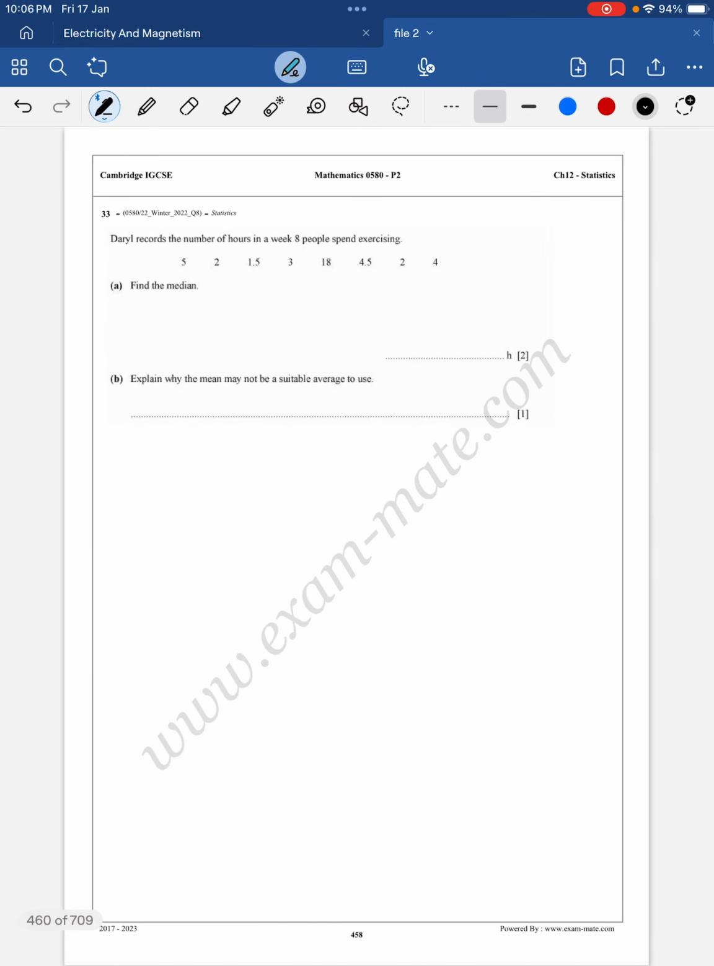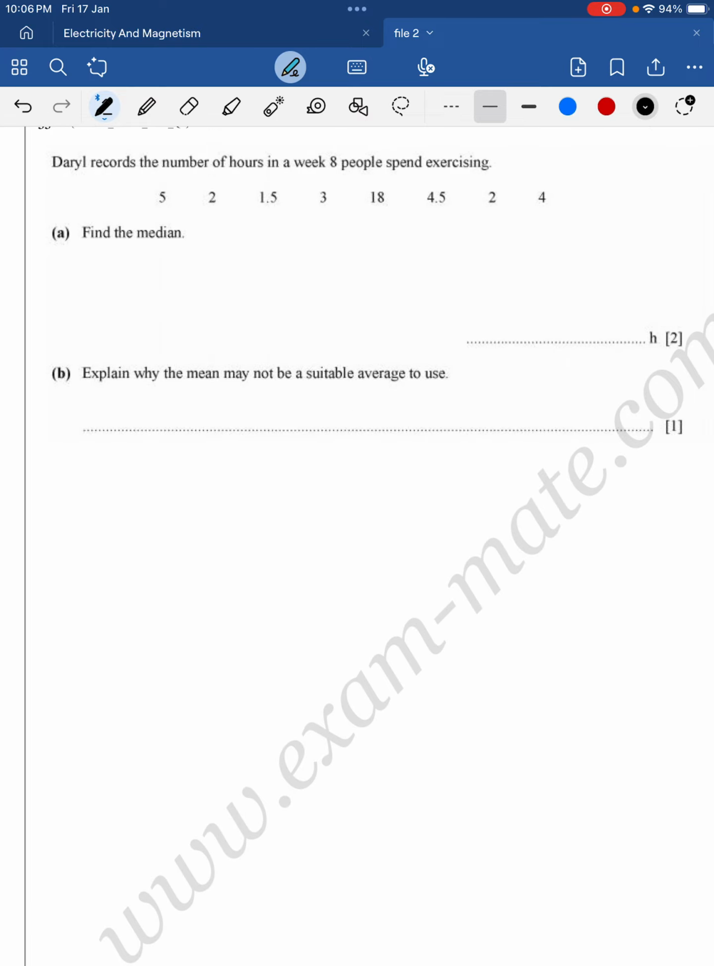Clear? Okay, question 33. Daryl records the number of hours in a week that 8 people spent exercising. There are 8 data values: 4, 5, 6, 7, 8. Find the median.